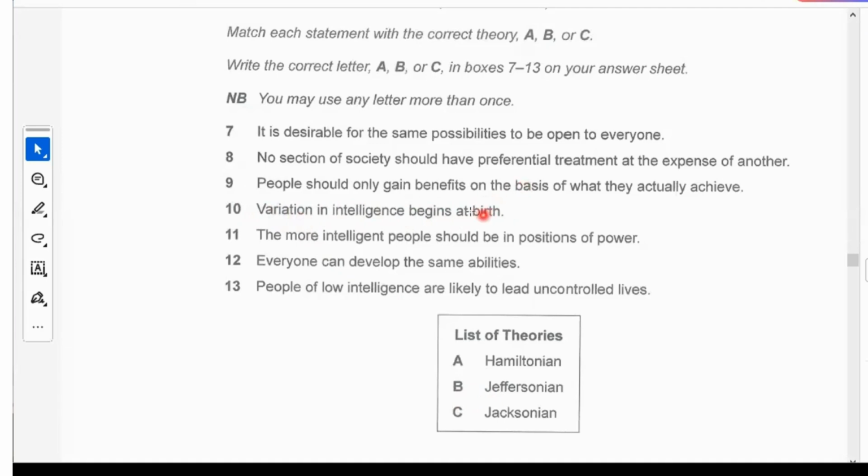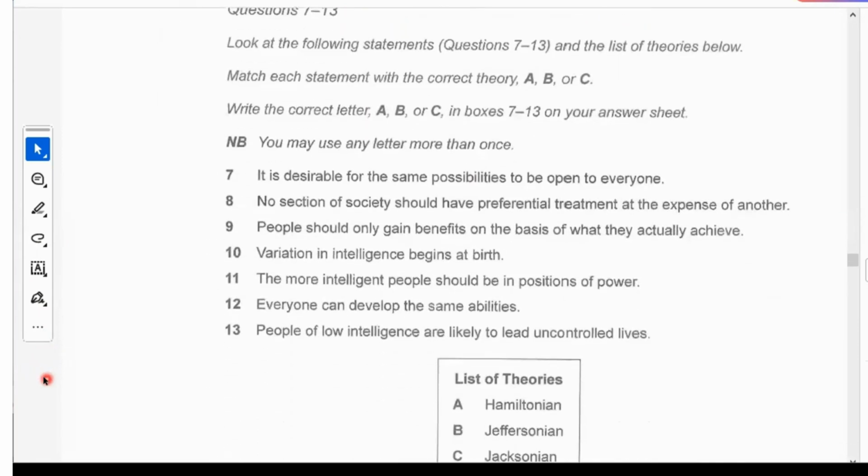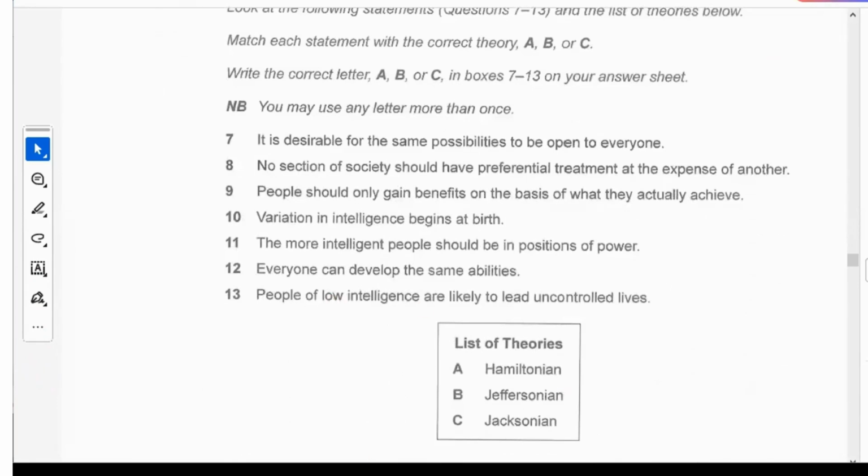Okay? At birth, people are born. Can you see that they've done paraphrasing for us here? So number 10 can be matched to who? Hamiltonian, yes. Number 10 can be matched to what? To A. So I'm going to type A here in my computer. When I finish everything, I'm going to post the answer for you guys to see. So number 10 is A. Variation in intelligence begins at birth.